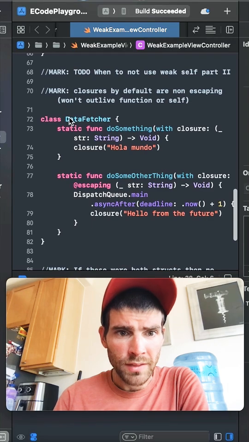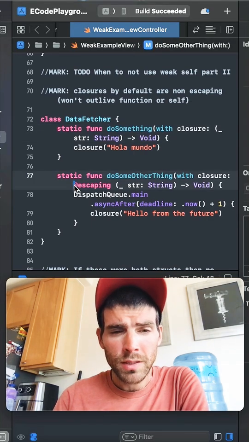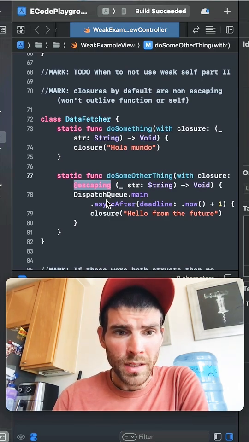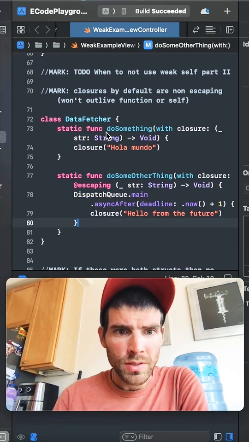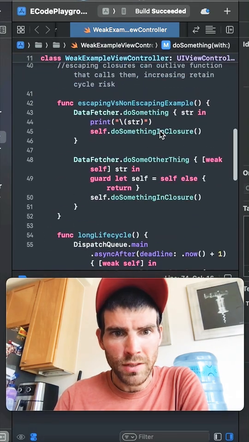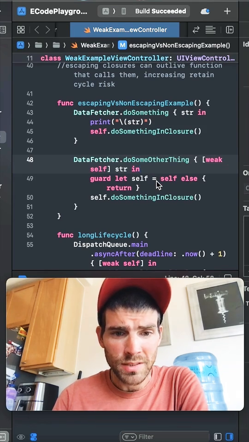So here I have this data fetcher class. I have these two functions, both have closure parameters, but one of the closures is escaping, meaning it can outlive the function call. You'll see this a lot in network calls when it's asynchronous and it's going to do something in the future. So this closure is going to execute immediately, therefore I don't need weak self here, but for the one that's going to execute in the future, it's a good idea to use weak self.